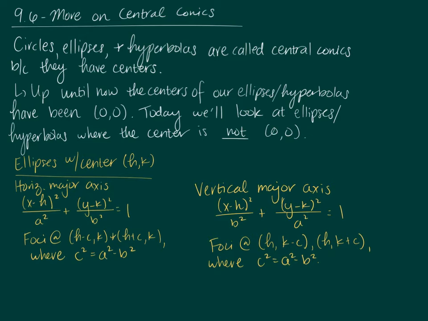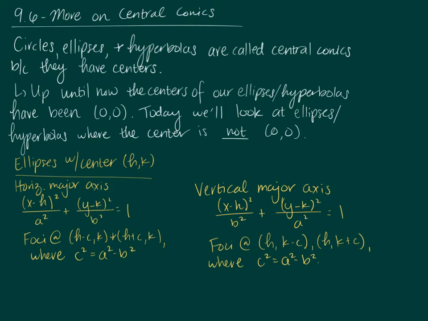Originally, all of our graphs were centered around the origin, and now our graphs are going to be translating horizontally, vertically, you name it. So first, let's look at some ellipses. These are ellipses with center (h, k), so you'll notice that our formula for our ellipses is going to change a little bit. If we have a horizontal major axis, then our formula is going to be (x minus h) quantity squared over a squared plus (y minus k) squared over b squared equals 1.